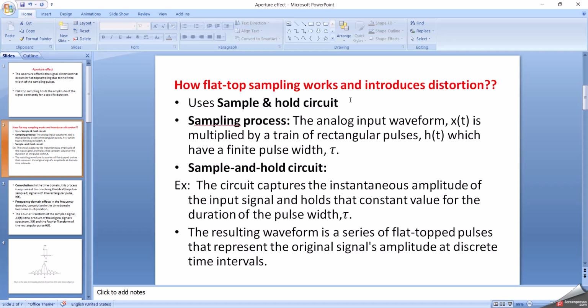As we know from my previous videos, flat top sampling uses a sample and hold circuit, and this circuit is used to maintain the tops of the samples flat. The circuit holds the peak values of the pulse until the next pulse arrives.